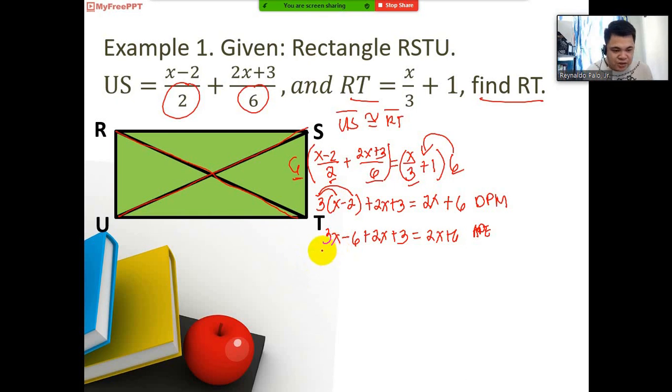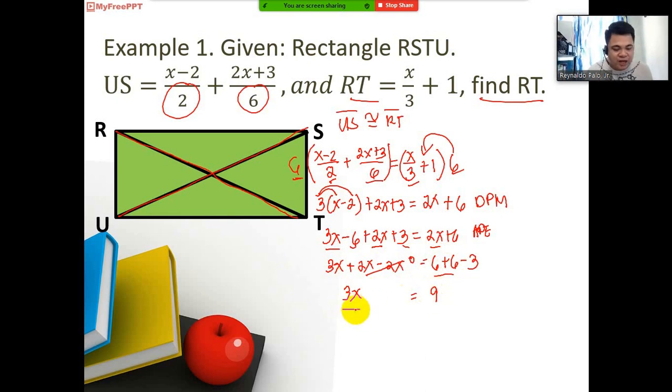So what are the similar terms here? 3x, 2x, and 2x on the other side of the equation. So bring down 3x, bring down 2x, and then the opposite of 2x is negative 2x, equals. We will now combine the constants: negative 6, 3, and 6. Bring down 6, and then the opposite of negative 6 is positive 6. The opposite of positive 3 is negative 3. Now we can already simplify it. So 3x, then 2x minus 2x is simply 0. Therefore, this is equal to 6 plus 6 is 12, minus 3 is 9.